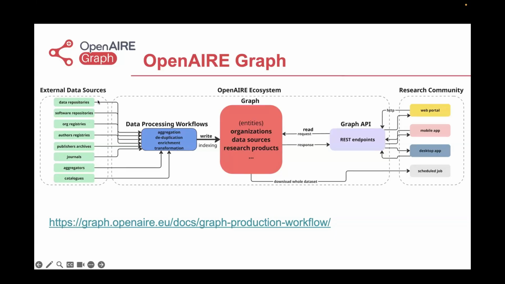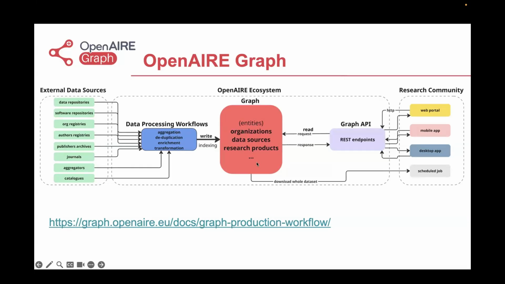We collect all this data from these external data sources, and we run some workflows in our backend system where we process this data. We transform it, enrich it, deduplicate it, clean up all this data so that it's valid and makes some sense. And after that processing, we persist this data into our graph.